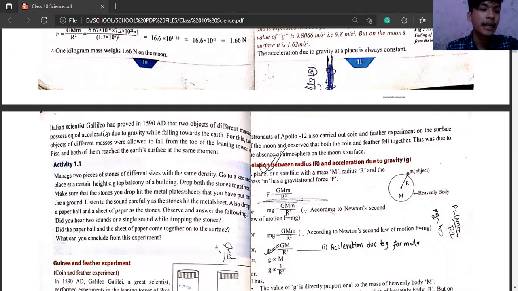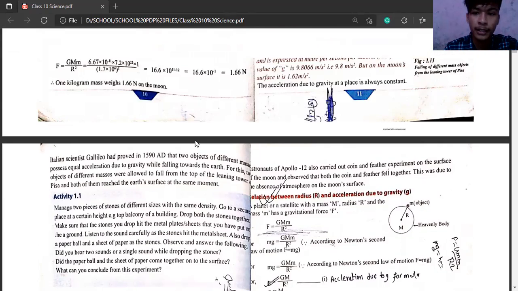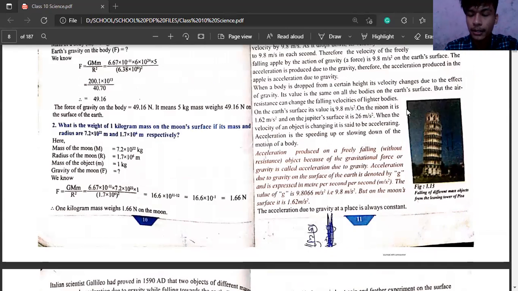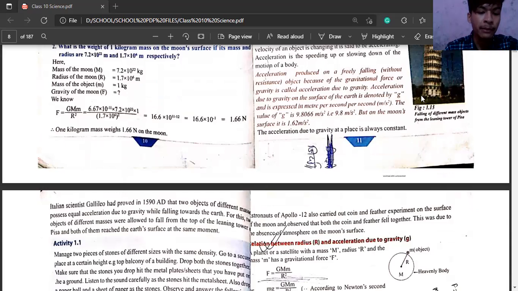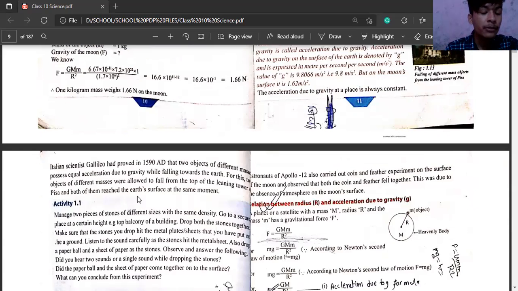It was done by Galileo. He was an Italian scientist. For this, two objects of different mass were allowed to fall from the top of the Leaning Tower of Pisa. We have the figure on the previous page. Look at it. In this tower, he took two bodies and let them fall to the ground from the top. And both of them reached the earth's surface at the same time.